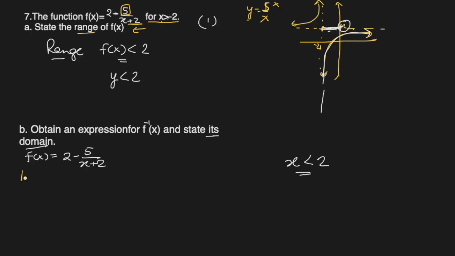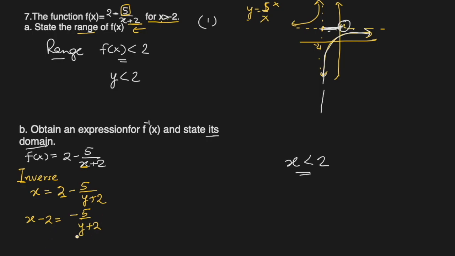Now we will start the inverse process. In inverse process, the f(x) becomes the x and x becomes f(x), which is y. So that's what I'm going to write here, x equal to 2 minus 5 over y plus 2. And now my endeavor should be to isolate y, which will be the inverse. So what will I do? I'll first take this 2 with x. So x minus 2 equal to negative 5 over y plus 2.